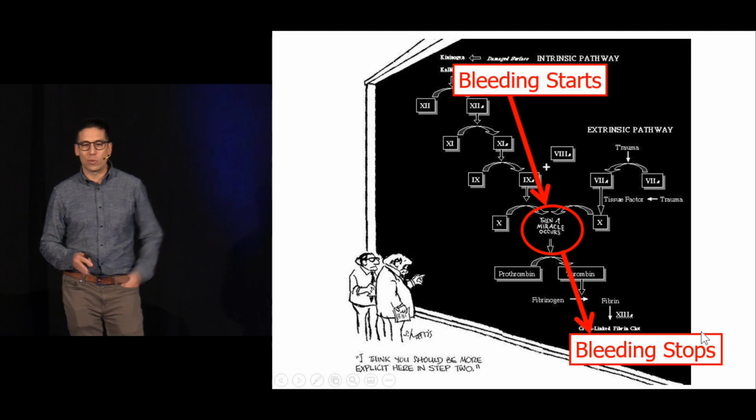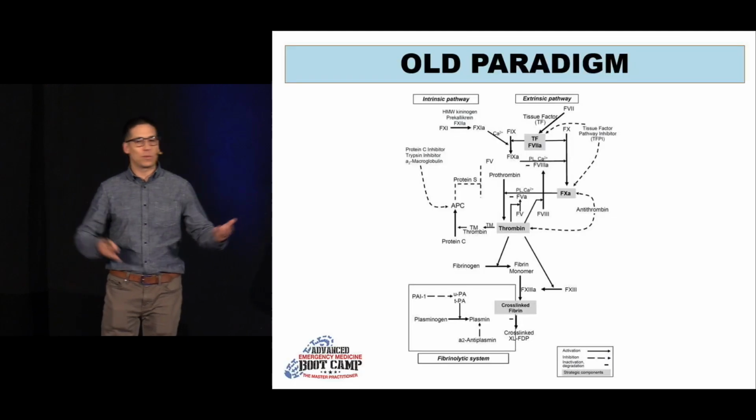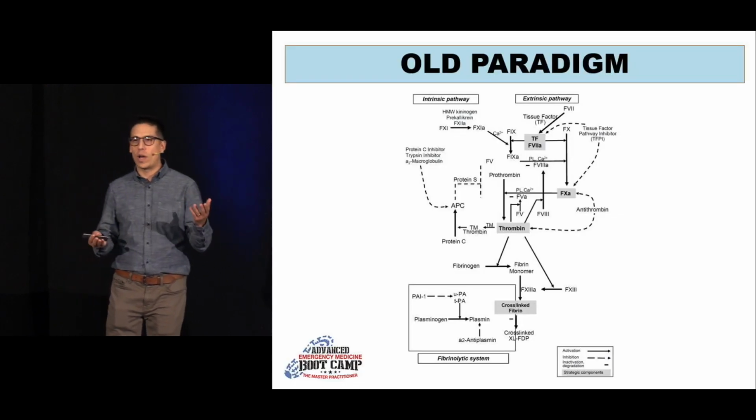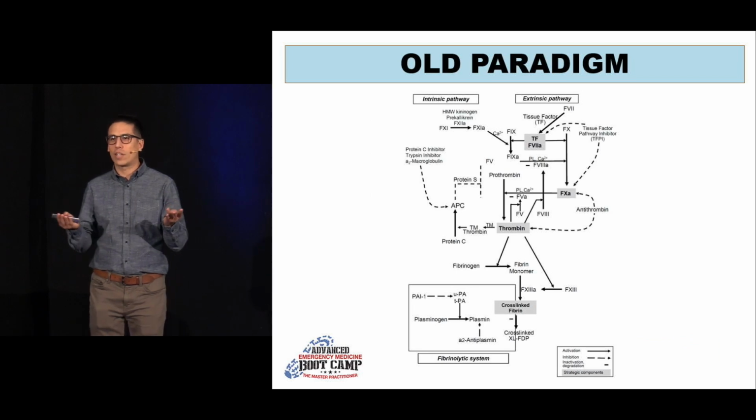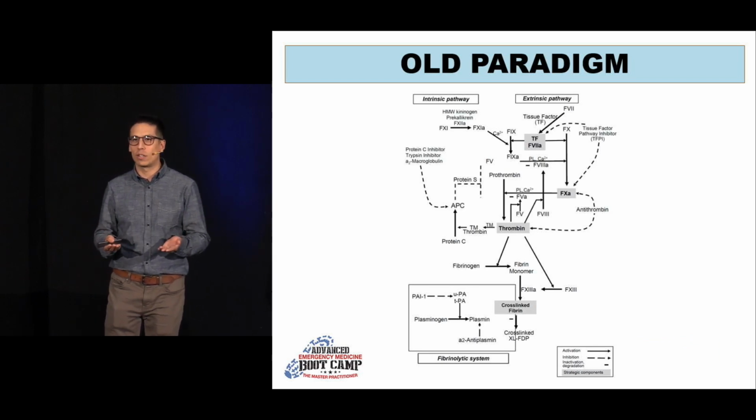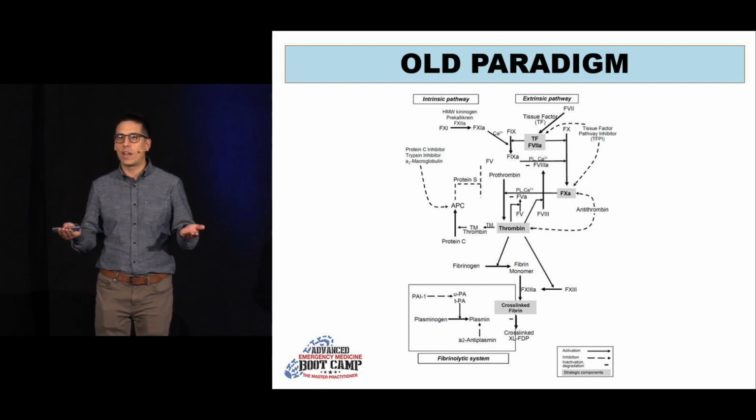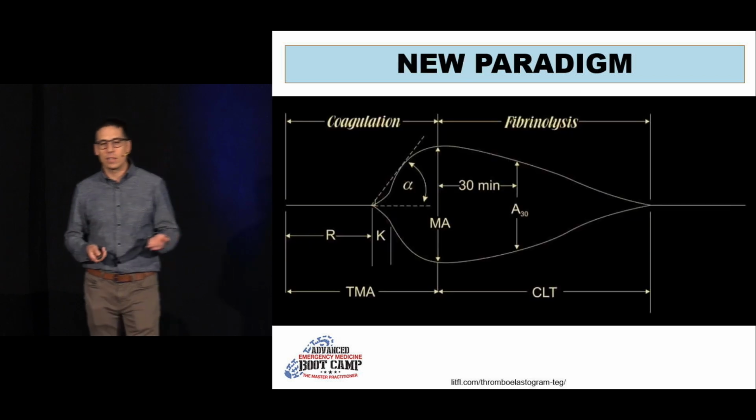The old paradigm was this: you had the extrinsic pathway, you had the intrinsic pathway, and you had to memorize non-ordinal cascades of numbers to understand this. Why doesn't the clotting cascade go 10, 9, 8, 7, 6, 5, 4, 3, 2, 1? Doesn't make any sense. This is the new paradigm.